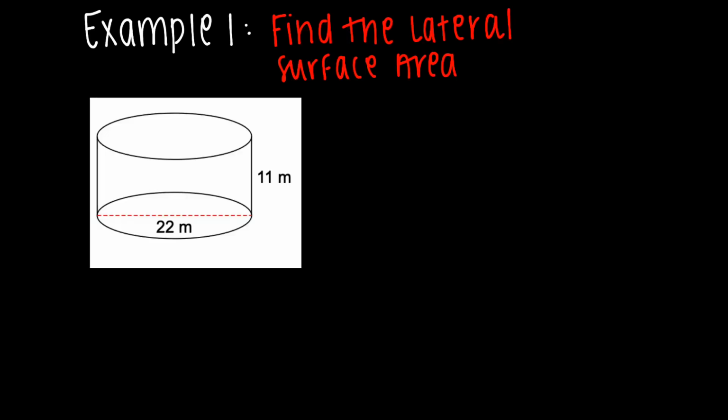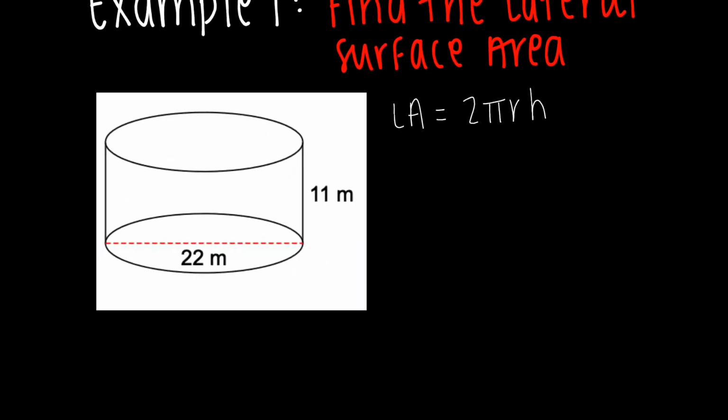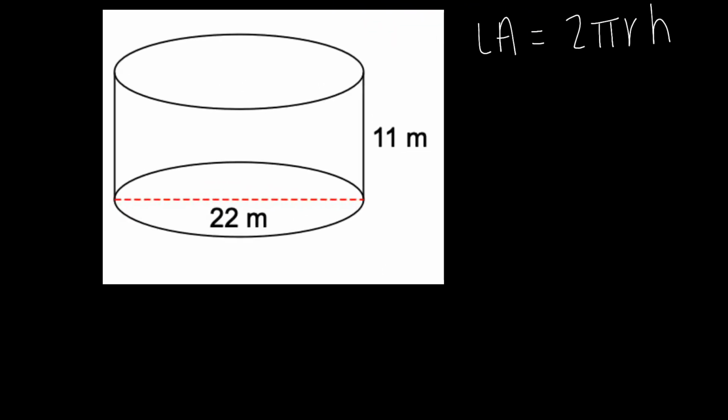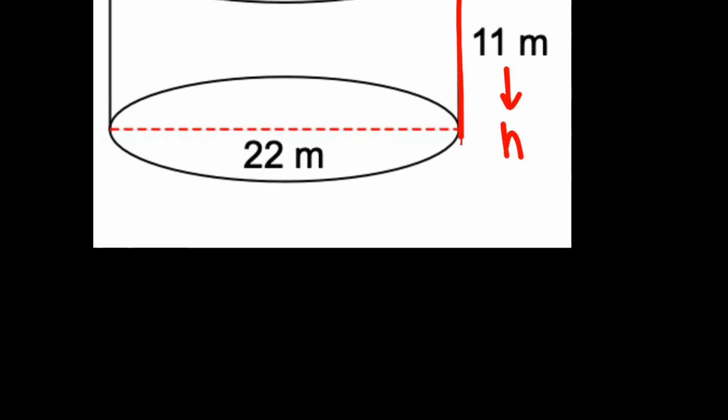Alright, so I want to find the lateral and total surface area. In example 1, I know it just says find the lateral surface area, but I'm going to go ahead and find both. So lateral area, that formula, remember, is 2 pi r h, where r is our radius and h is our height. So when I look at this cylinder that I'm given, I have two measurements. I see that my h is 11. The height of this from base to base is 11. So there's my h. But when I look at the bottom, I'm given 22.